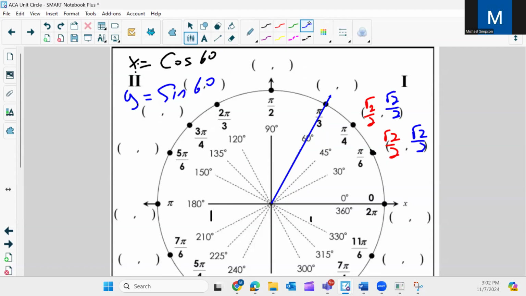I think I made a mistake here. This should not be that. I guess I'm just tired. This should be square root of 3 over 2, and the sine of 30 degrees is what? Good. So now the cosine of 60 degrees is going to be 1/2, and the sine of 60 is square root of 3 over 2.